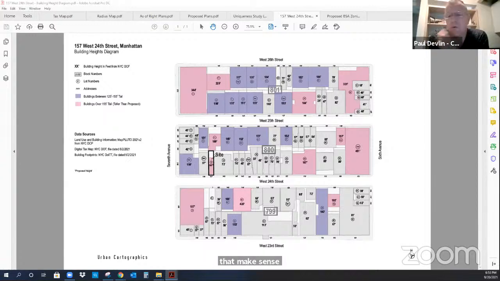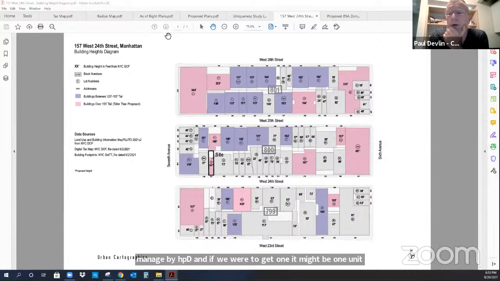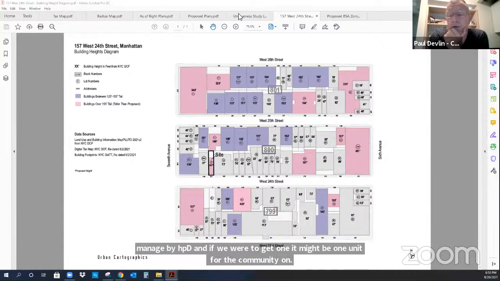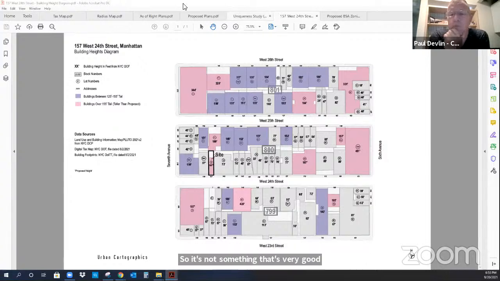It does. But realistically, the affordable unit percentages here would be hard to manage by HPD, and if we were to get one, it might be 1 unit for the community. So it's not something that's very worthy of pursuit for this size project. MIH typically is much larger buildings with more units and in zones that would allow for it. So we hadn't pushed on that in our pre-meeting.